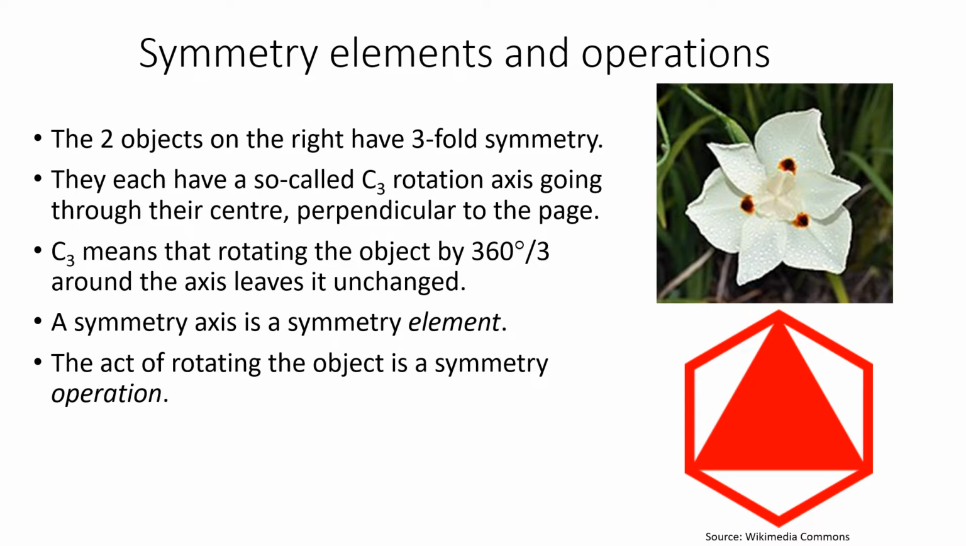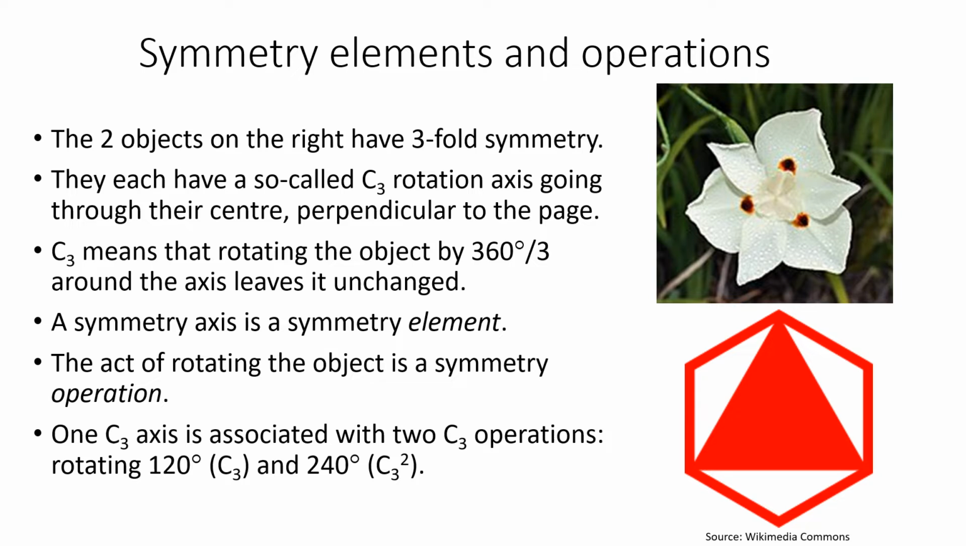We can think of it as actually moving the object. And one curious thing is that these two are not quite equivalent, and C3 is a nice example of this, because there's one C3 axis, but there are two types of operation you can do with the C3 axis. That's to say, you could rotate by 120 degrees, or you could rotate by 240 degrees. And so these are two types of symmetry operation associated with one symmetry element.